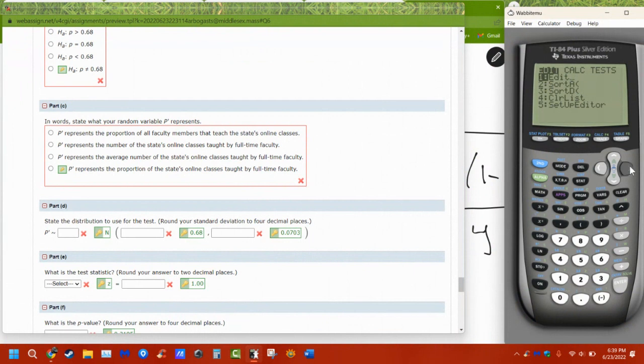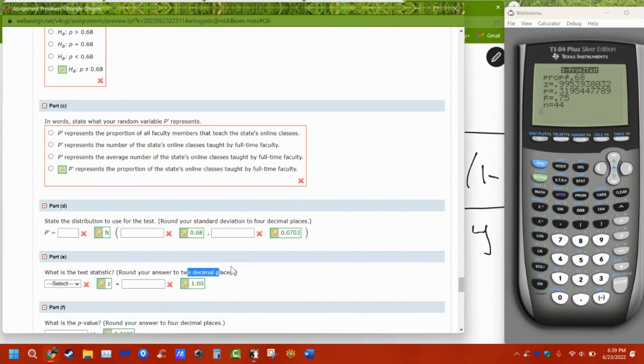I'm going to go back to my tests and my one proportion Z test. It's all set up. I'm just going to come down and hit calculate. So here I have a couple of things. Here's my test. I'm testing that it's not equal to 0.68. Here's my Z score. Here's my P value. And notice even this calculator does P hat. It's tiny, but it's there. It has a little P hat on it, and that's its estimate. That's what it found. So make sure that you use the right things.